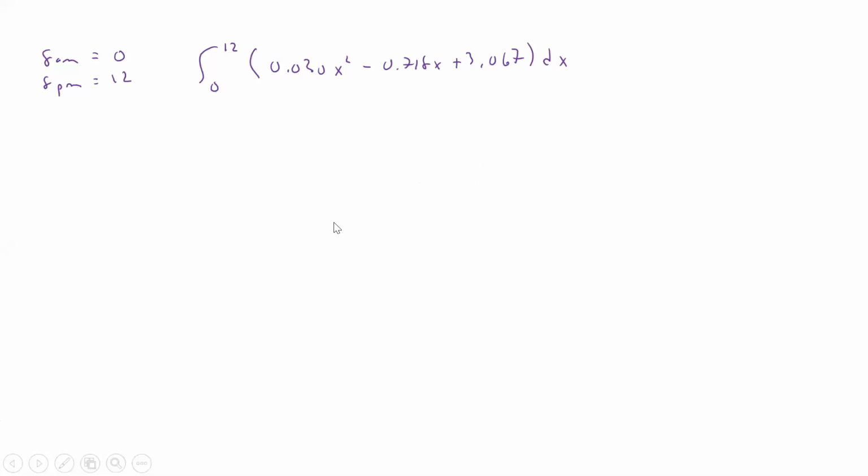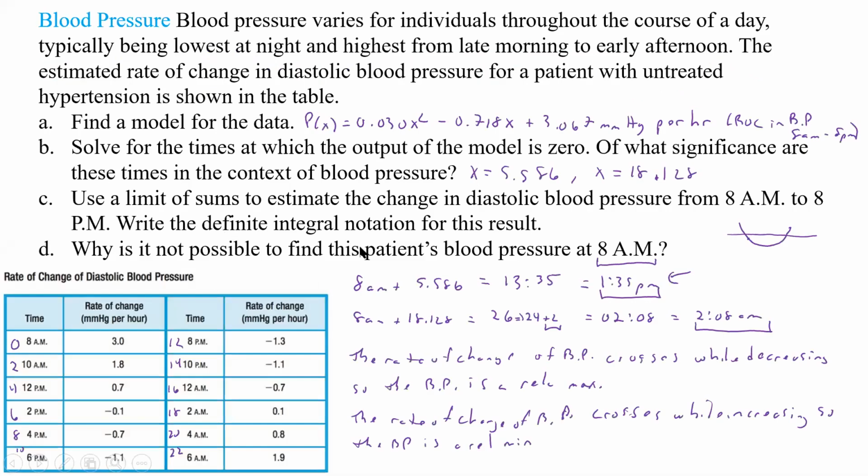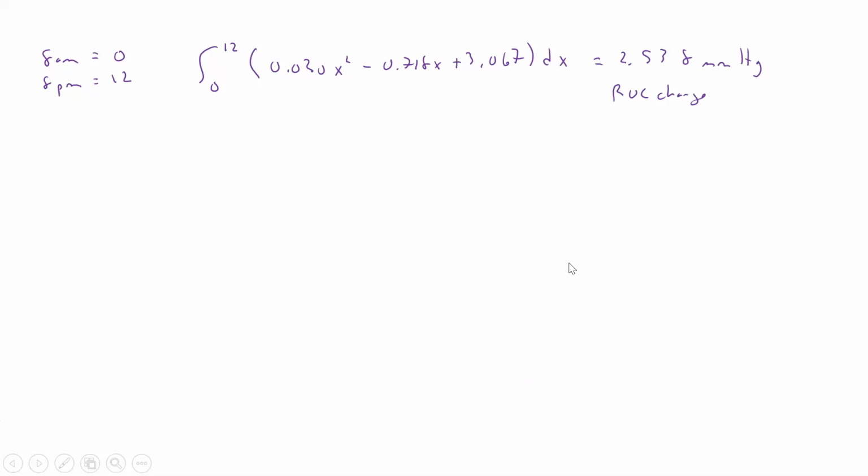And so let's take it to our normal 3 decimal places. So that was equal to 2.538 millimeters of mercury. So that was going to be the change there. Okay. So that's the change in millimeters of mercury. Now, what does that tell us? Well, why is it not possible to find the patient's blood pressure at 8 a.m.? Well, they didn't give it to us.